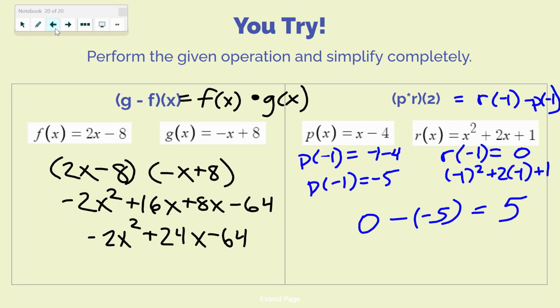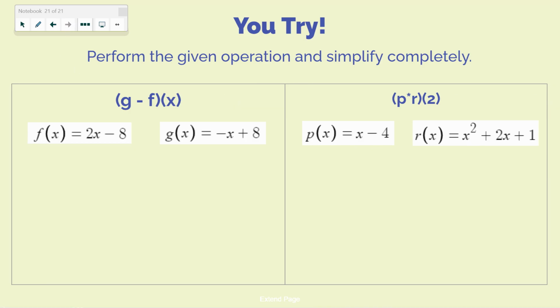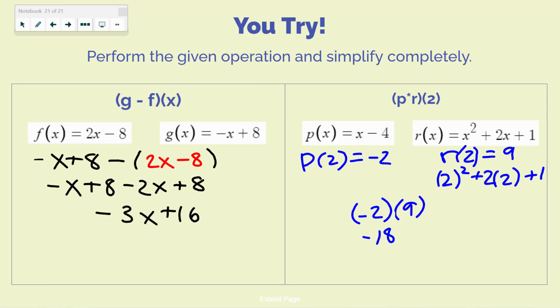You need another second? Okay, if you need another second, the work's still on the board, but notice now the problems are different. So your first one is g minus f of x and p times r of 2. You good, Nathan? All right, guys, so check in with the solutions on the board.